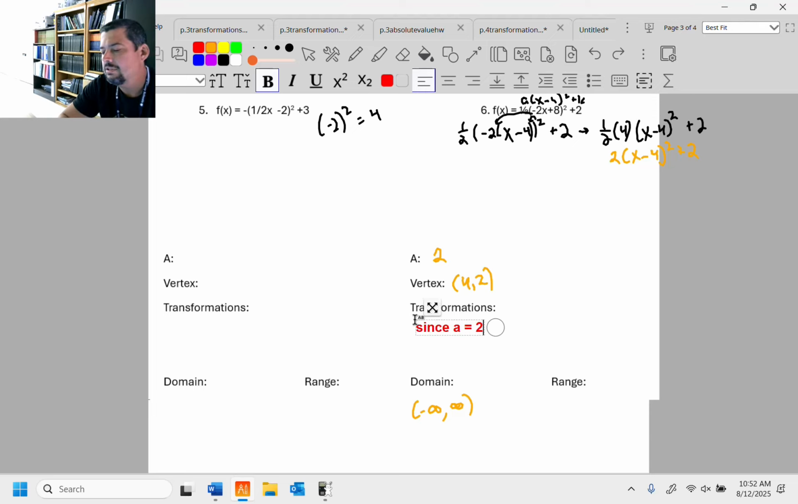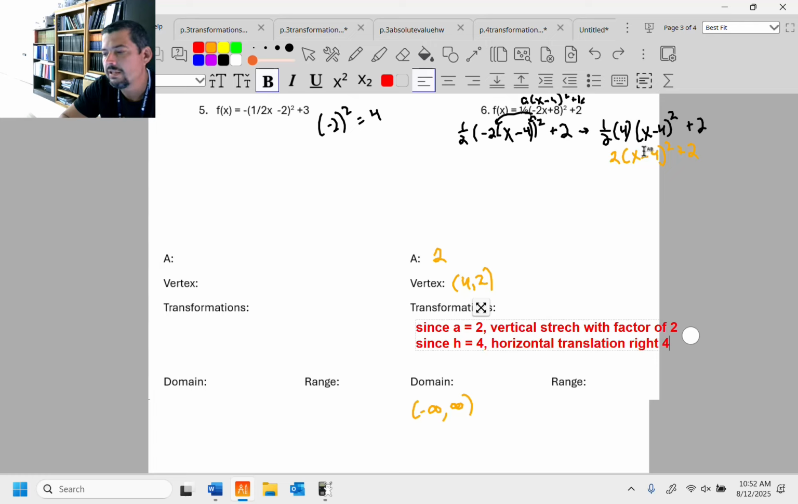So since A is 2, we have a vertical stretch with a factor of 2. Since H is 4, we have a horizontal translation, right 4. Notice that that's opposite of the sign inside. And since K is 2, we have a vertical translation or shift, whatever word you like, of up 2 units. And that is enough information for me to graph.